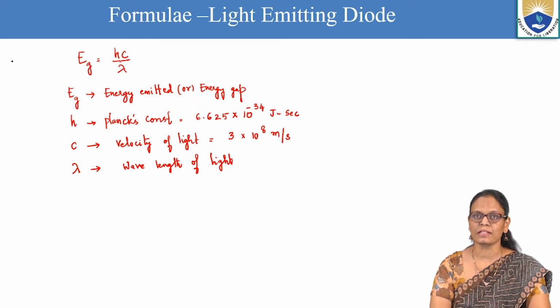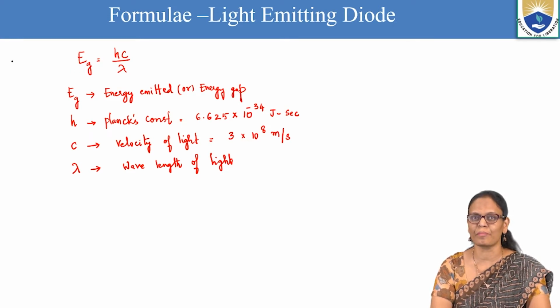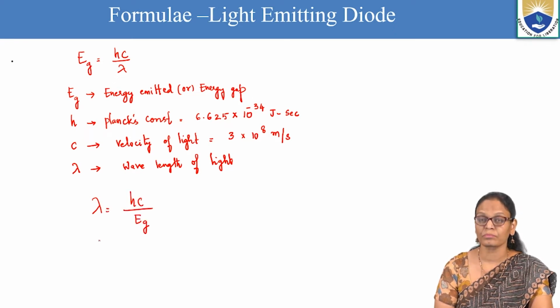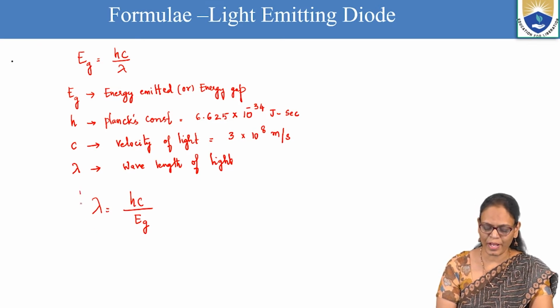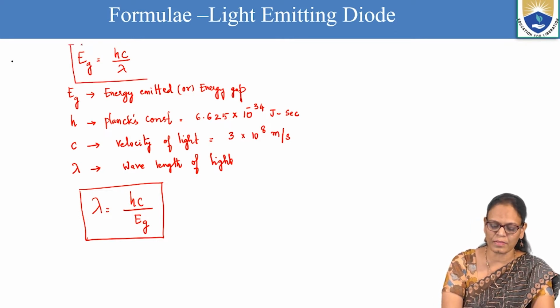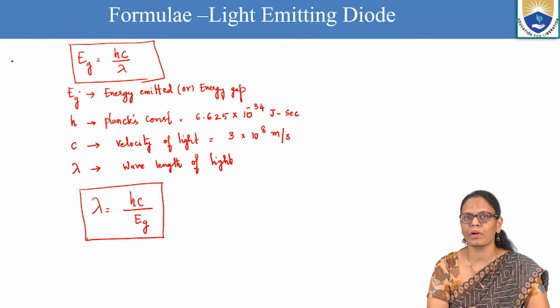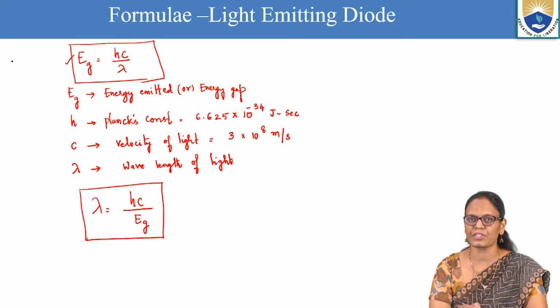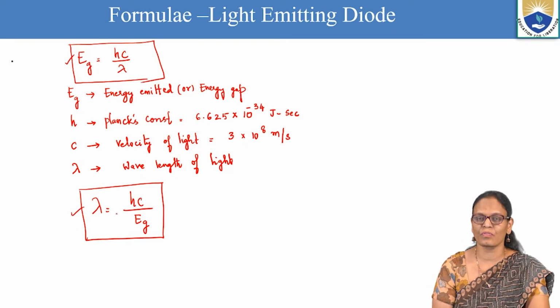And in some cases, they give us the value of the energy gap and ask us to find lambda. So using the same formula, just by transposing, we can write the formula as lambda is equal to hc by Eg. So most of the times you get numericals or analytical problems to find the value of Eg, the energy gap or the energy emitted, or the wavelength. So we'll be using these two formulae most of the time.